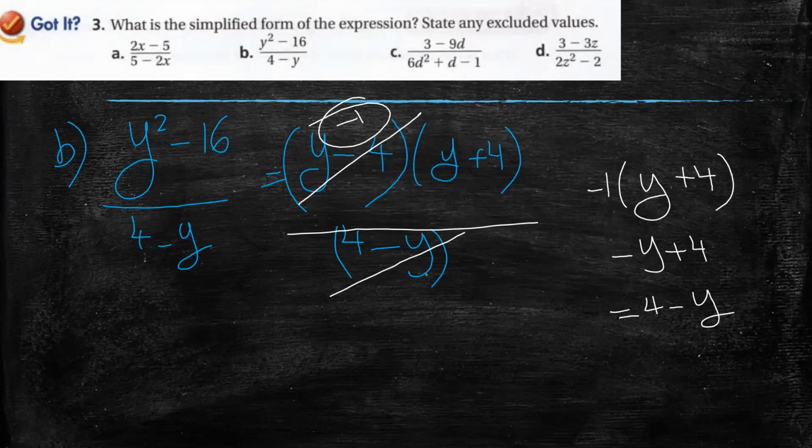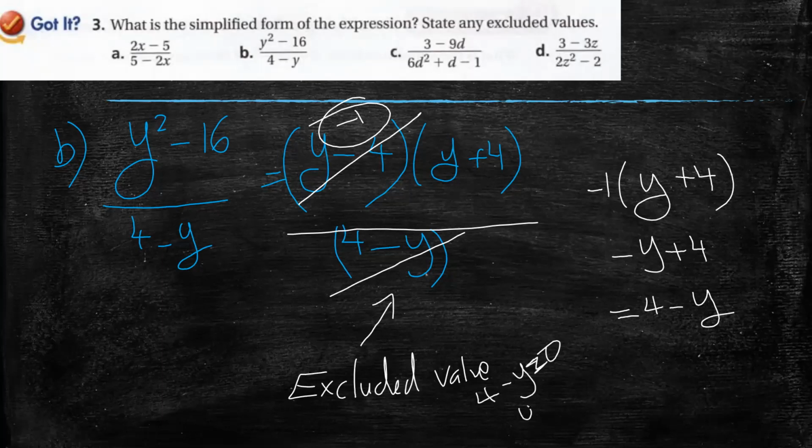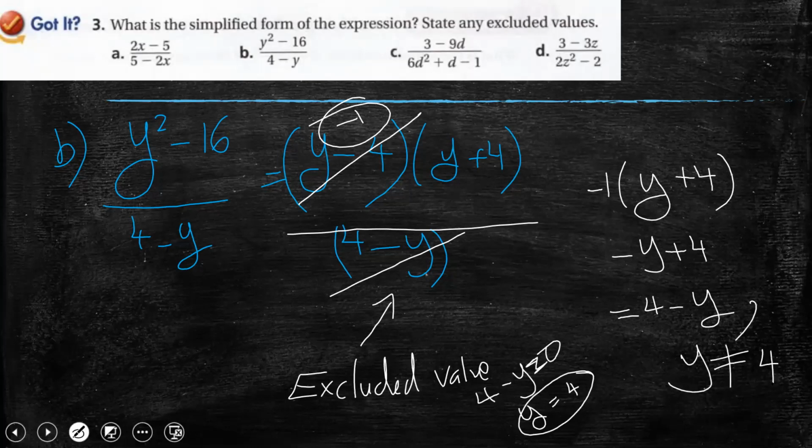I want now to find the excluded value. Where do I have to go? I have to go here to find the excluded value. I need the zero of the function, which is when 4 minus y equals 0. When y equals what? Equals 4. So the answer here is 4 minus y when y is not equal to 4. Is it clear?